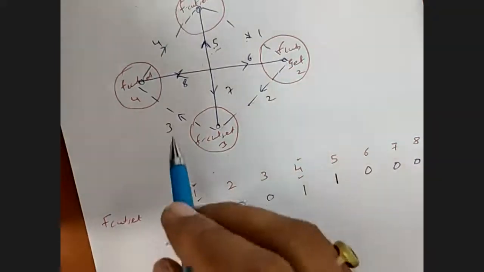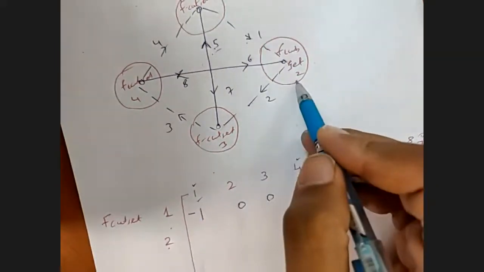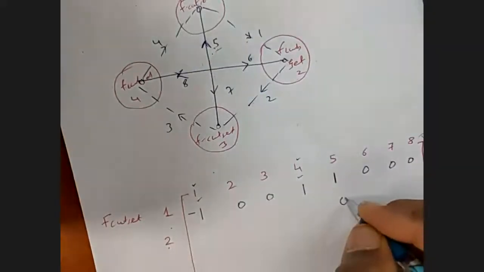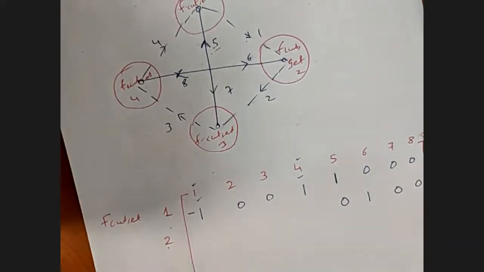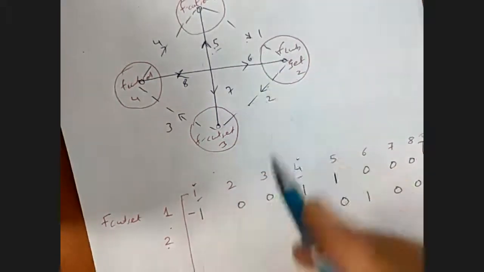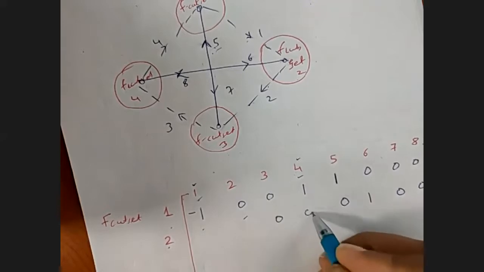Then it will be branch F cut set 2. It is twig number 6. 5 is 0, 6 is 1, 7 is 0, 8 is 0. Now it is having 1 and 2. 1 and 2, 3 and 4 will be 0.